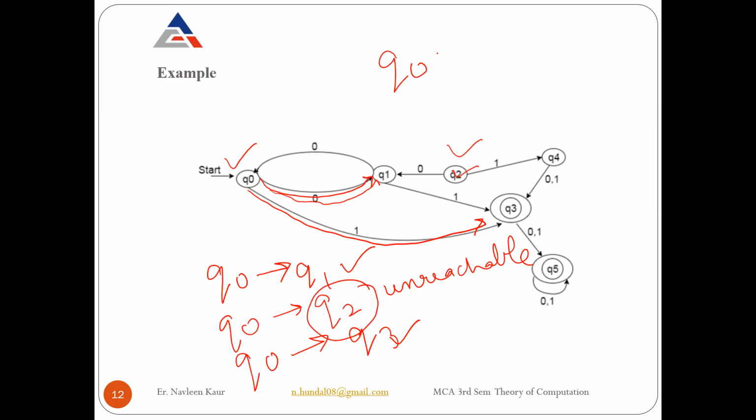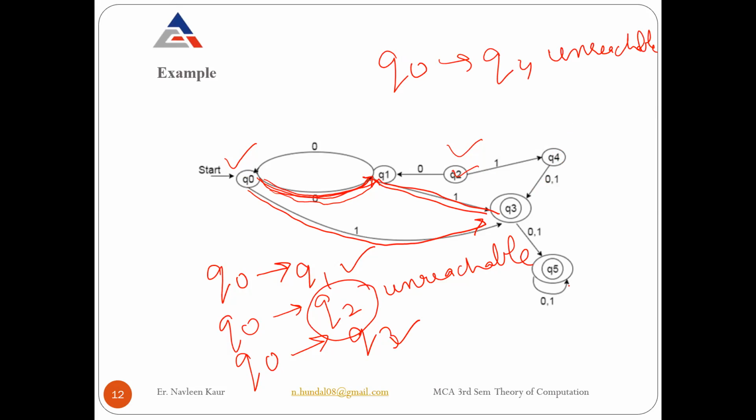From Q0, am I able to reach Q4? Let's see. From Q0, if I follow this path, this one, and then this one, then I am not able to reach Q4. After that, there is no arrow coming towards Q4. If I follow this path from Q0, I will reach Q1, then I will reach Q3, then there is no path going to Q4. Okay, so it means Q4 is also unreachable.